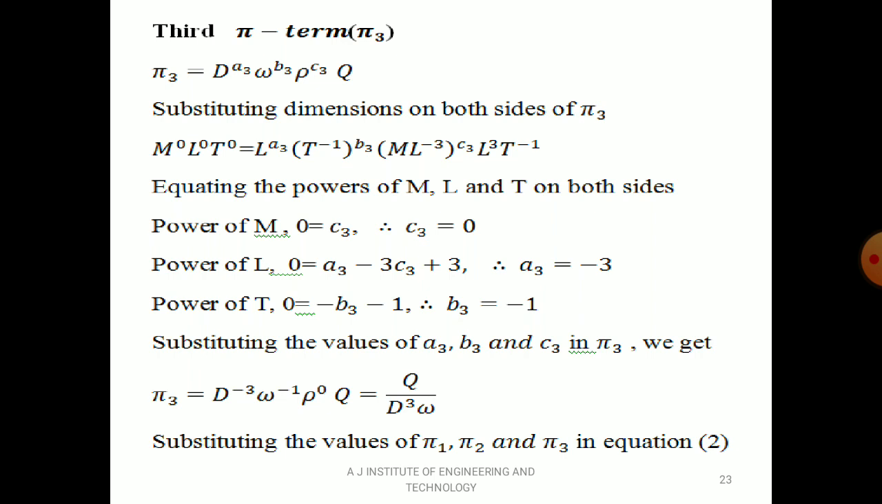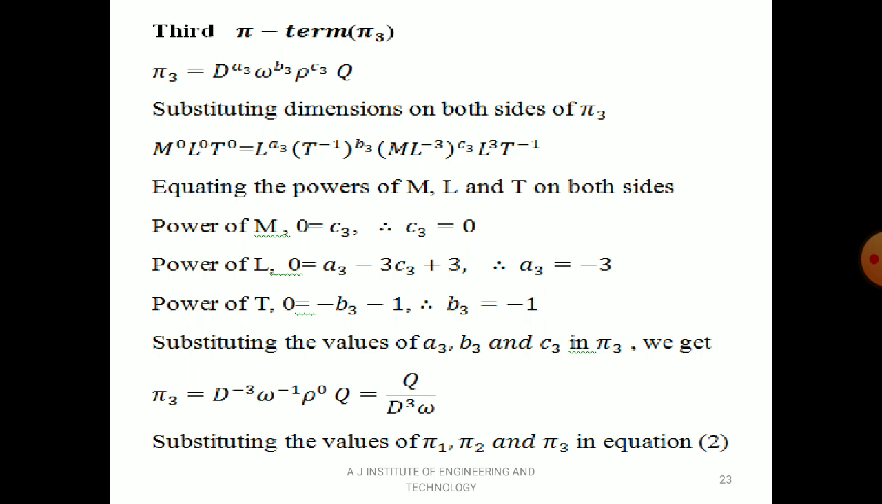Then equating the power of T, we get T to the power 0 on the left hand side, T to the power minus b3 on the right hand side, and T to the power minus 1 again on the right hand side. So 0 equal to minus b3 minus 1, therefore b3 equal to minus 1. Now we have the values b3 equal to minus 1 and c3 equal to 0. Substitute in expression 2 and get the value of a3. So upon substitution we get the a3 value as minus 3.